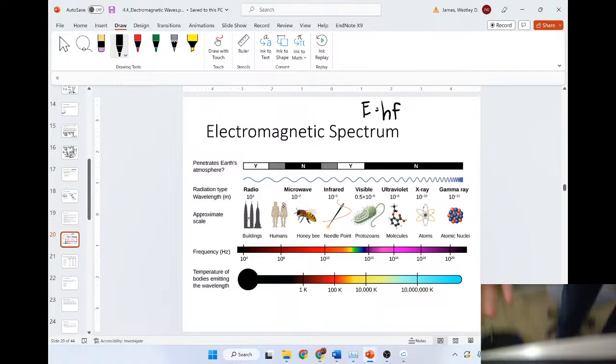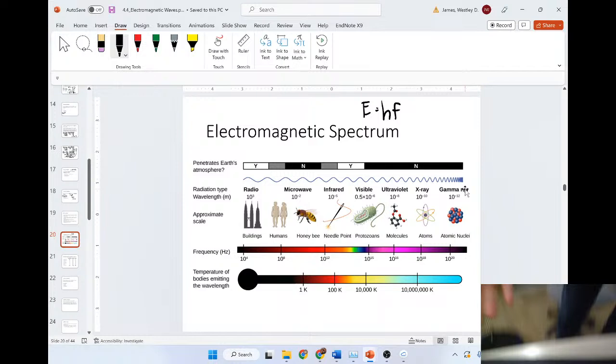So I wanted to mention these real quick just to show you that light is all of these things. Give you a sense of scale. Radio waves can go up to 10 to the 3, which is about 1,000 meters. Gamma rays are 10 to the minus 12. So that's a decimal, and then 11 zeros, and then a number. That's how small they are.